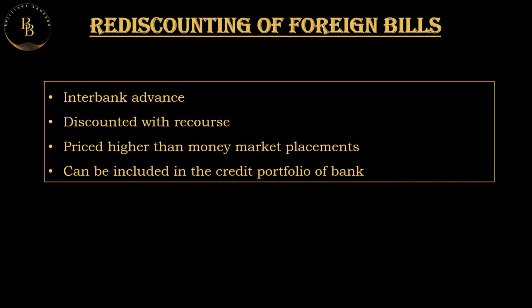The bill rediscounting is generally priced higher than the money market placements as the advance covers a period anywhere between 15 to 360 days, and the counterparty would charge their customers the commercial rate of interest for the underlying of this product. It is an interbank exposure also, wherein RBI has allowed banks to include rediscounting of the bills in their credit portfolio.